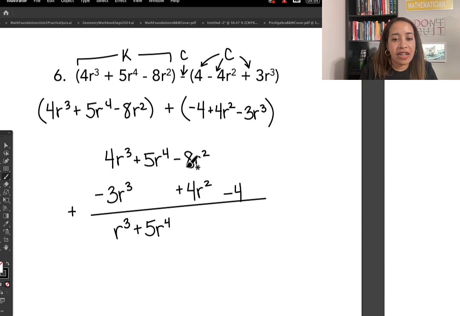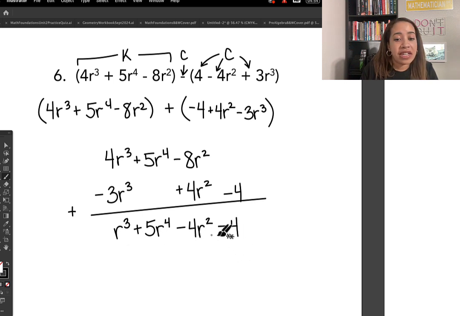Next, we've got negative 8 plus 4. Those have different signs, so we can subtract the numbers. 8 minus 4 is 4, and our higher absolute value was negative, so we do get a negative 4r squared. And finally, our negative 4 was all on its own, so it comes straight down to our answer.